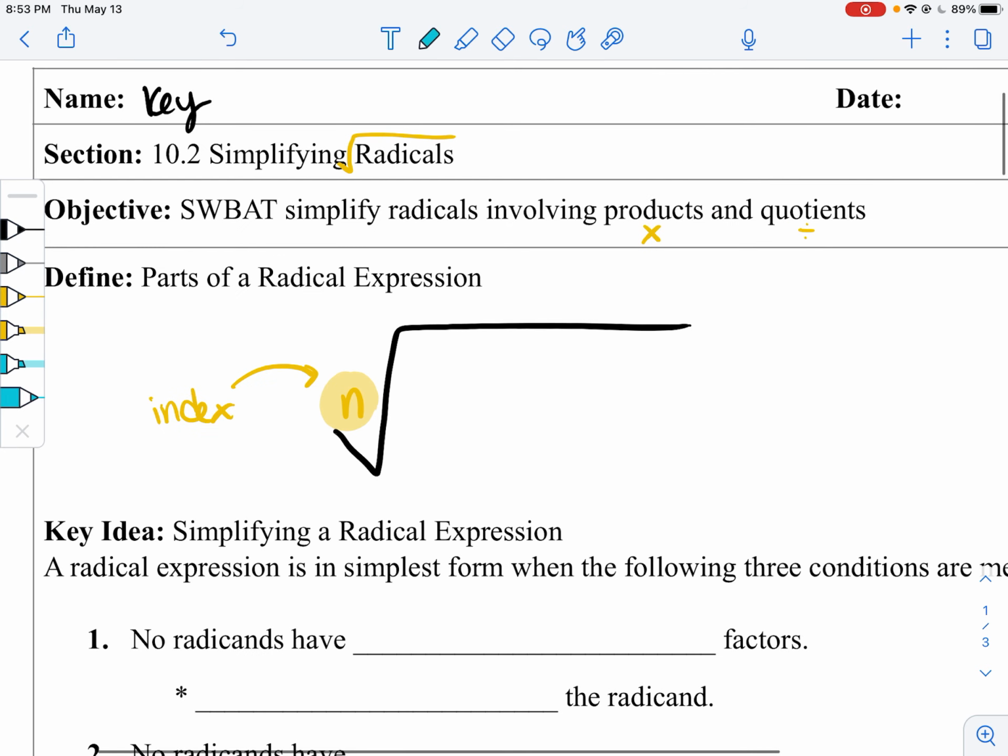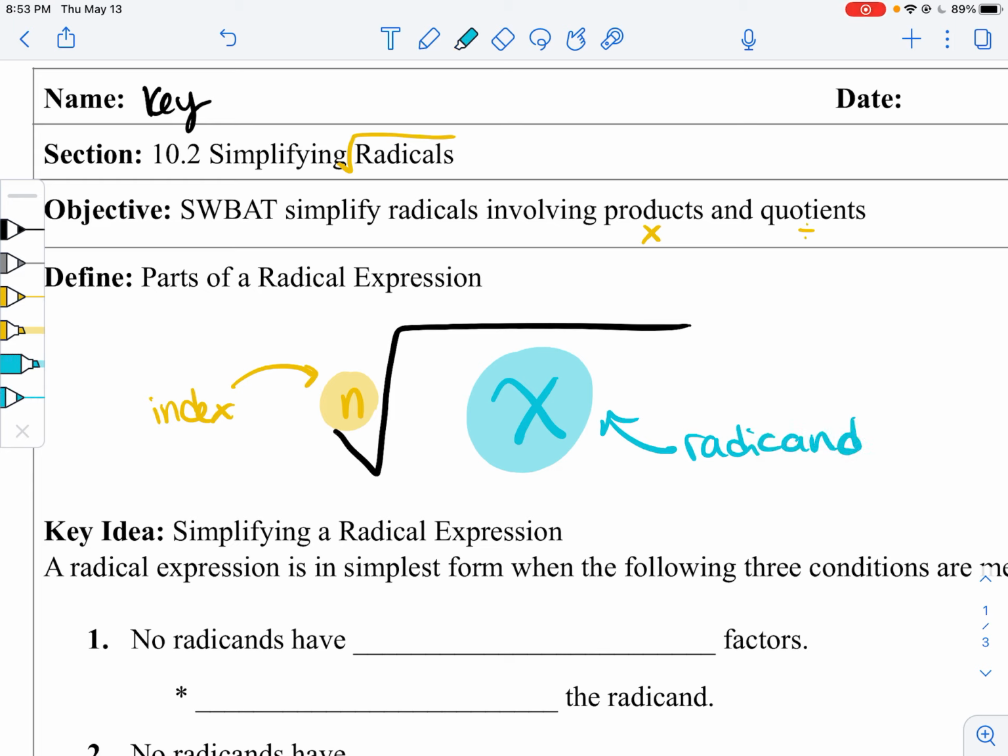And then we'll have some number inside, or some term, some expression in here. The guy under the radical symbol, we call the radicand. And by the end of the day, you're going to put the can in radicand because you can do this. Ha ha. Okay, anyway, this guy's called the radical.